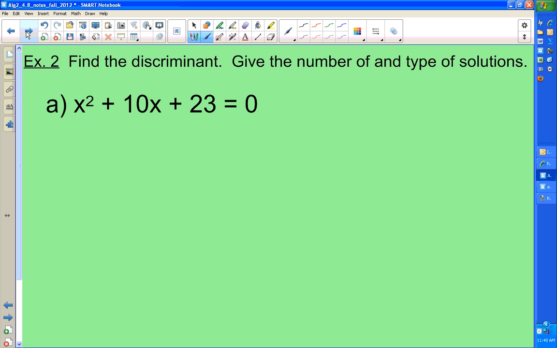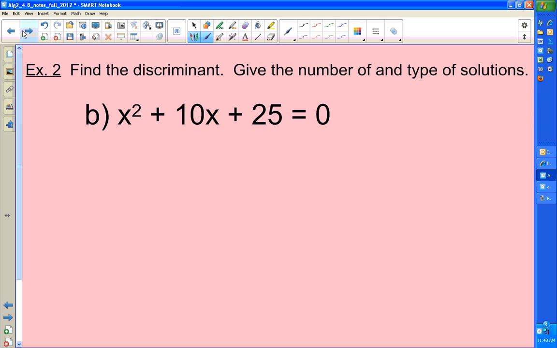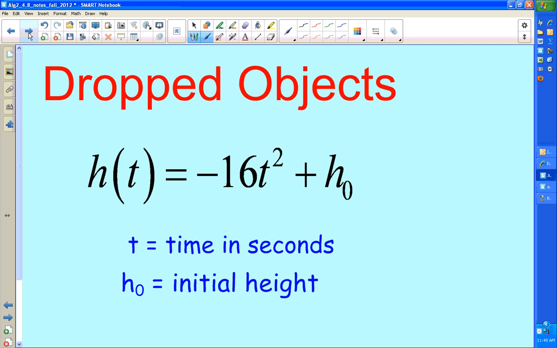Again, who cares? We just don't care. So we don't want to spend a lot of time here looking at what kind of roots. We want to use the quadratic formula, completing the square, and factoring to actually find the roots.